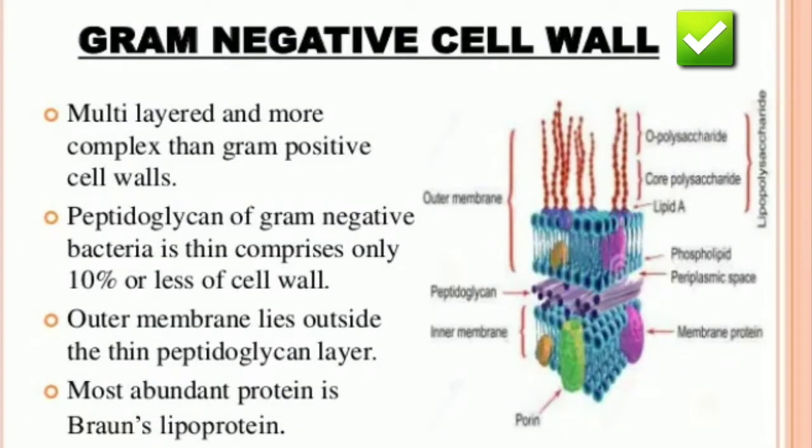Gram-negative cell wall is multi-layered and more complex than gram-positive cell walls. Peptidoglycan of gram-negative bacteria is thin, comprising only 10% or less of the cell wall. The outer membrane lies outside the thin peptidoglycan layer. The most abundant protein is Braun lipoprotein.